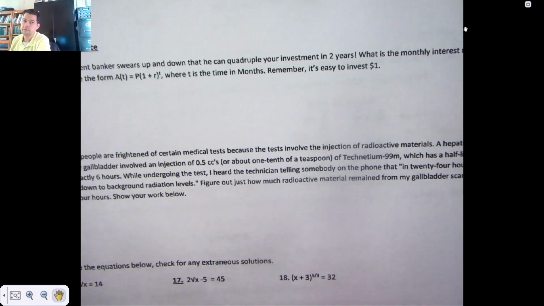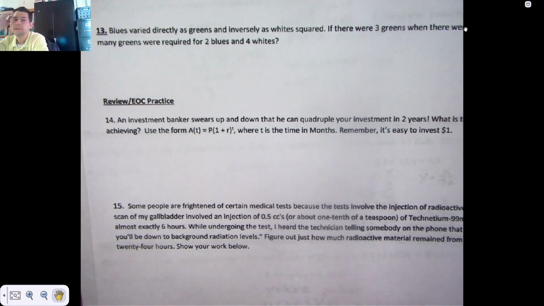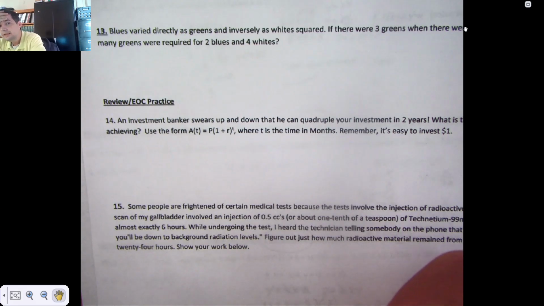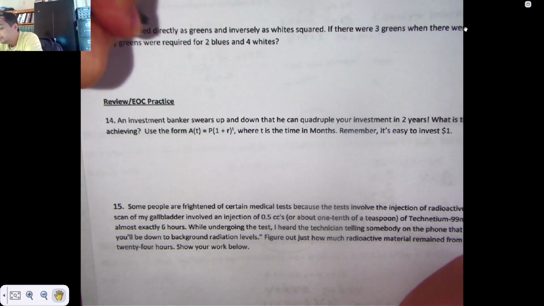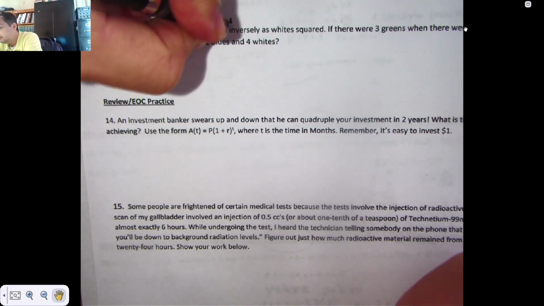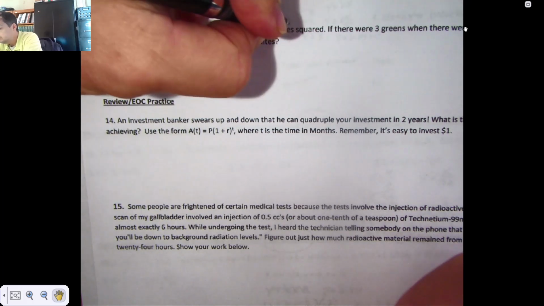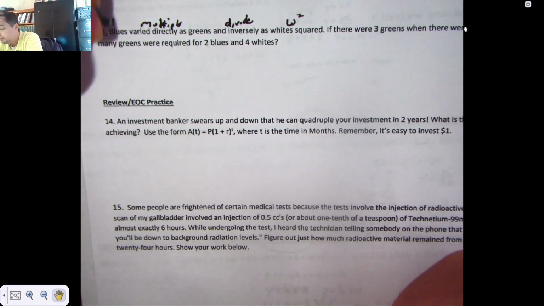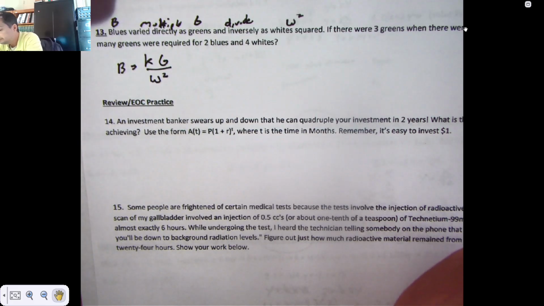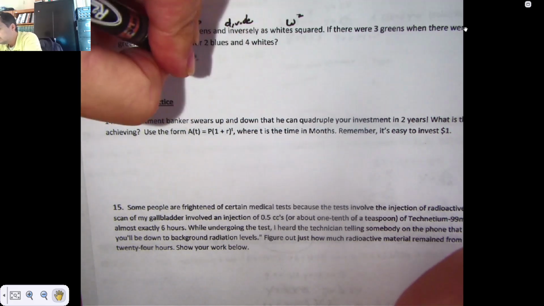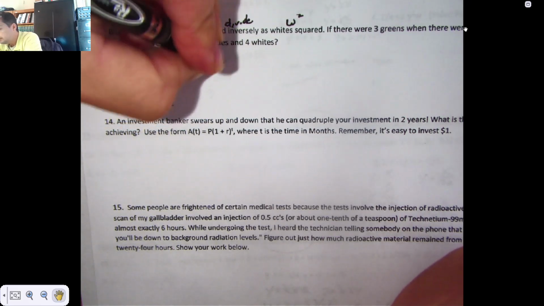Backside, 13 is highlighted. Blues vary directly as greens and inversely as whites squared. So here is multiply, here's divide. We'll call that w squared, b, g. So blues are some constant times the greens over w squared. There's my equation. Find the constant.